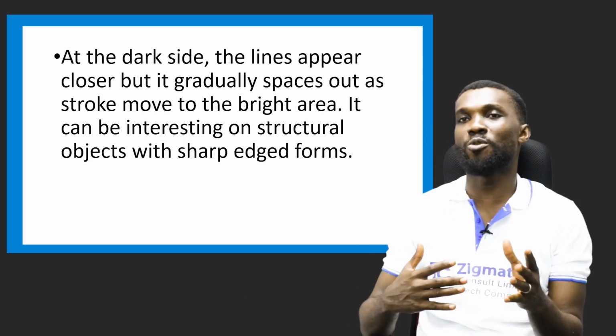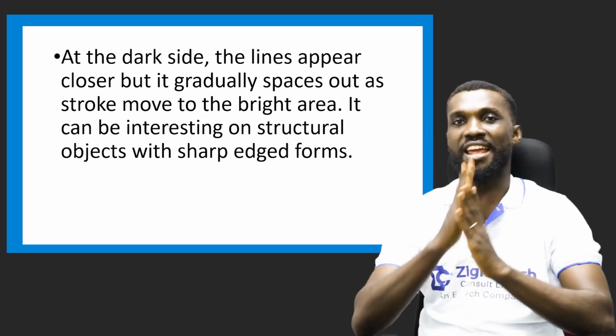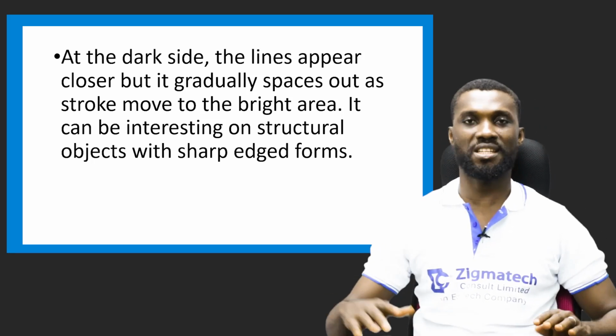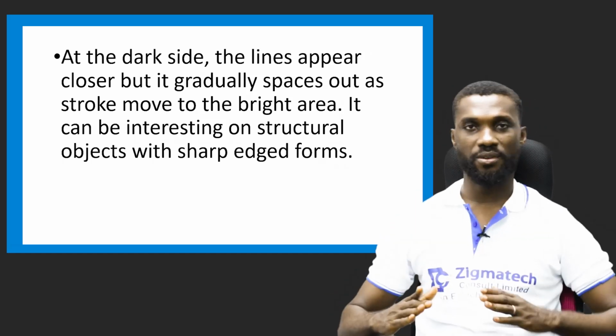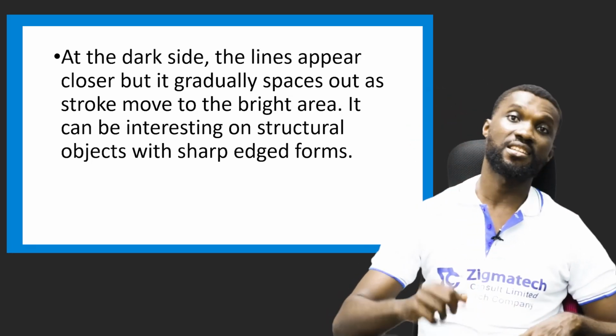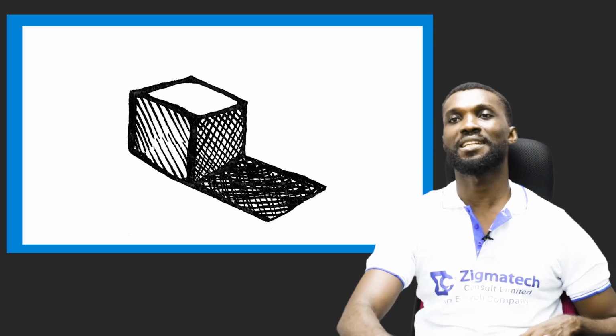When I say structural objects, I mean objects that are sharp, that are edged, like I told you of wood, the mountain. They are straight, they are sharp. So you can use strokes or hatching to represent this pattern of drawing.